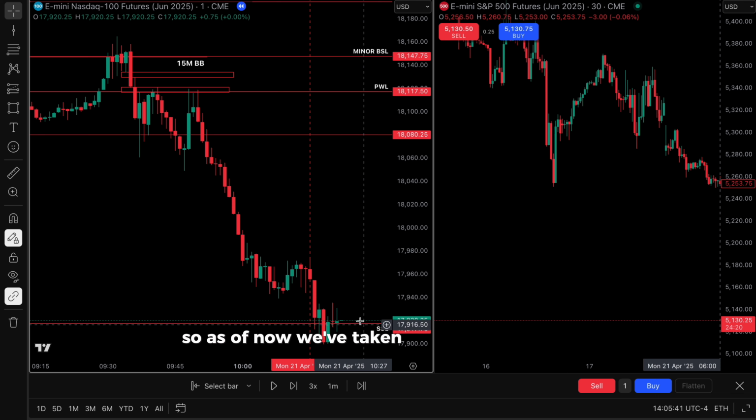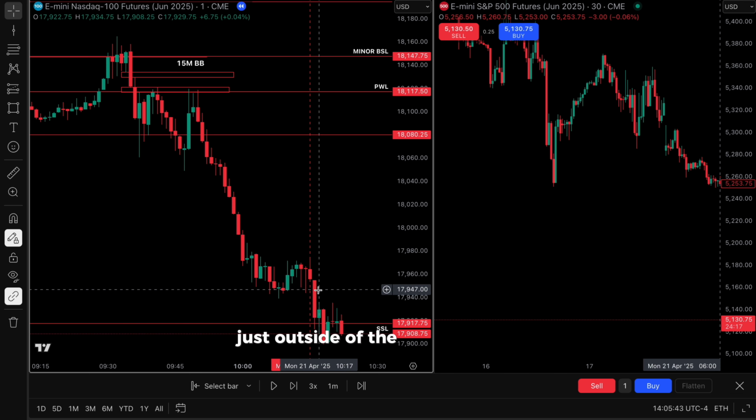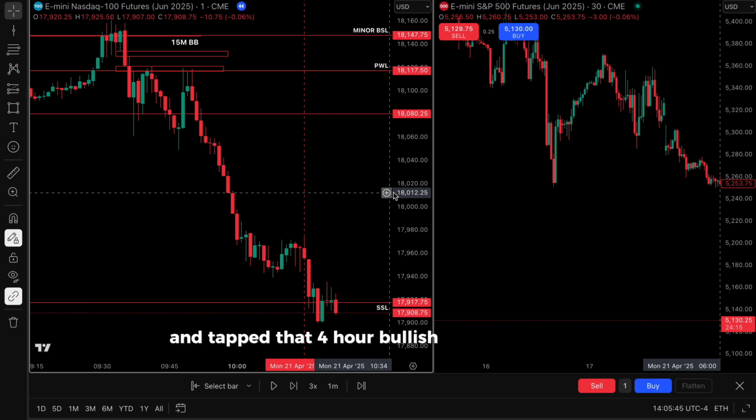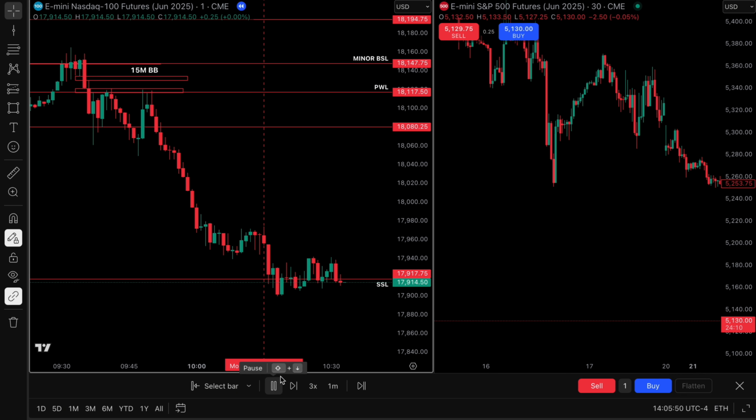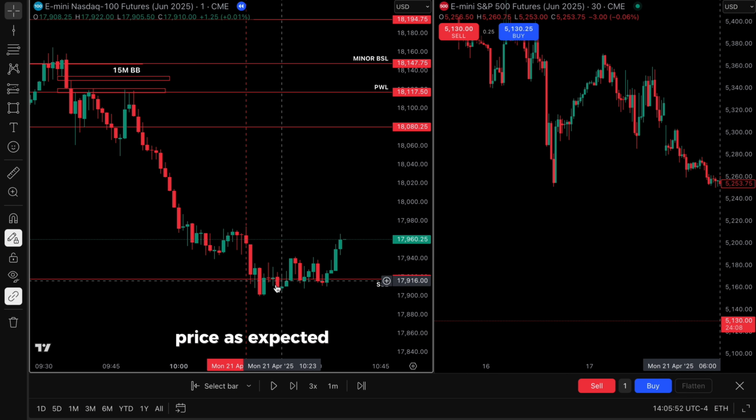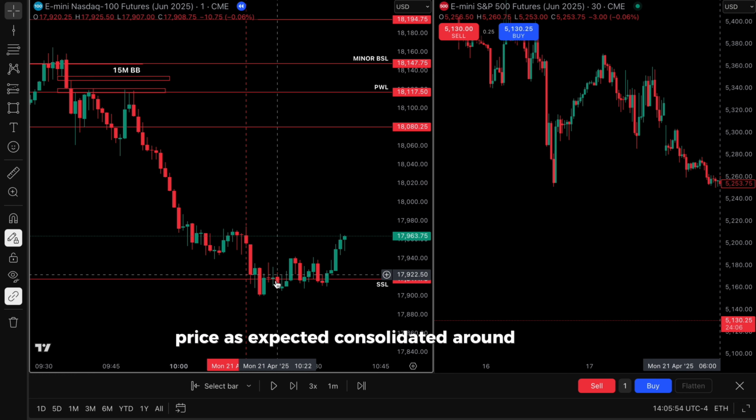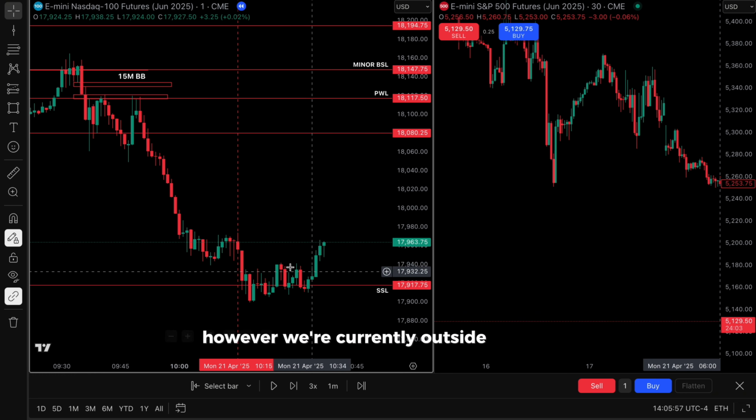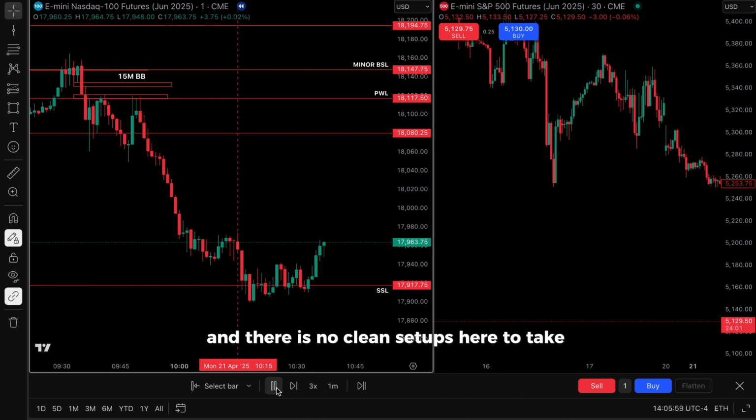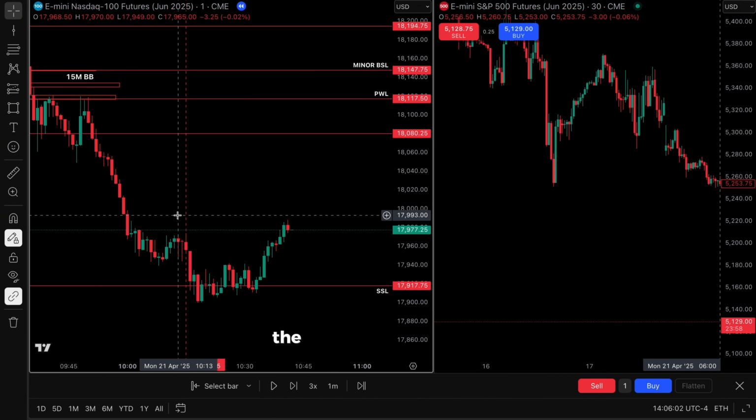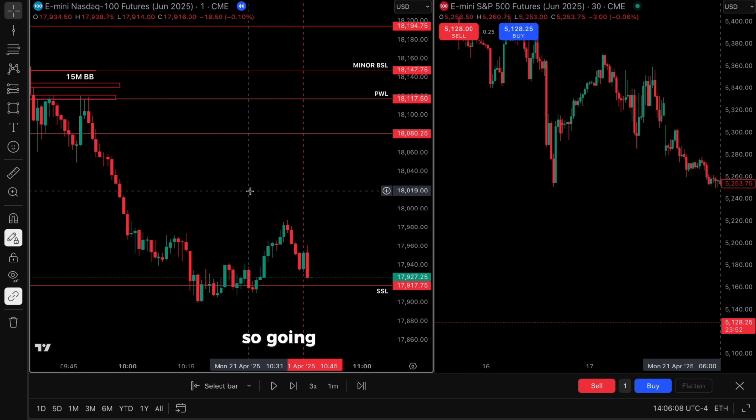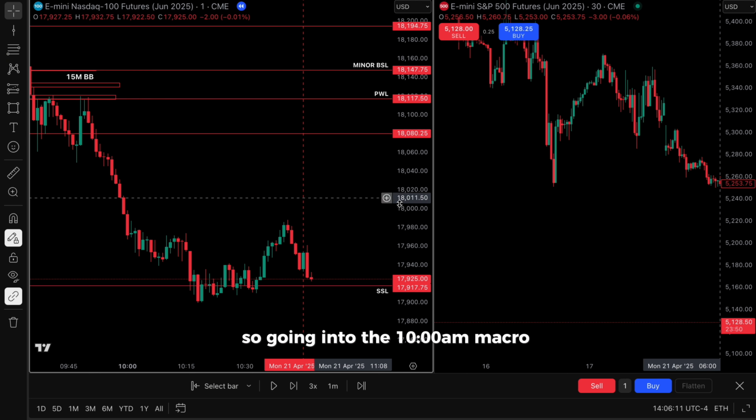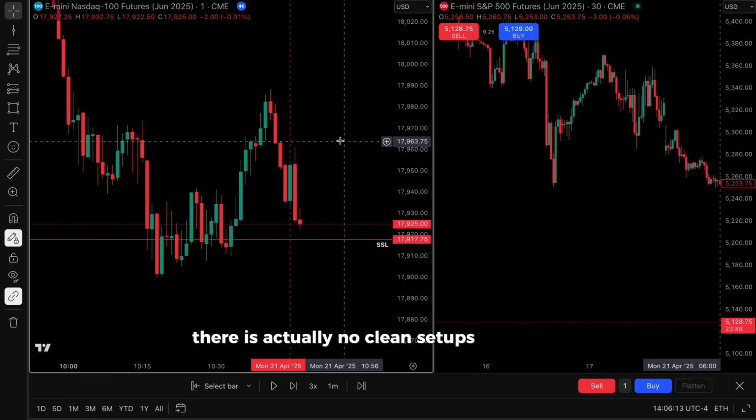So as of now, we've taken that point of sell side just outside of the first day macro and tapped that 4-hour bullish gap resting below. Price as expected consolidated around this area. However, we're currently outside of macro and there are no clean setups here to take. The next macro is at 10:45. So going into the 10:45 a.m. macro, there are actually still no clean setups to take.